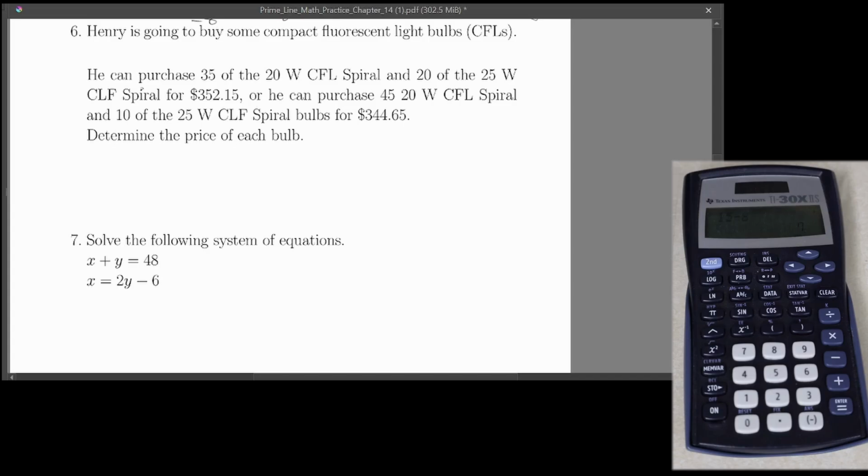Okay, we've got an equation where Henry can buy 35 of the 20-watt spiral, so we're going to call this X, and the 25-watt spiral we're going to call Y. So he can get 35X plus 20Y, and he'll pay $352.15. For the other equation, he could buy 45 of the 20 watt, which is X, plus 10 of the Y, and he'll spend $344.65.